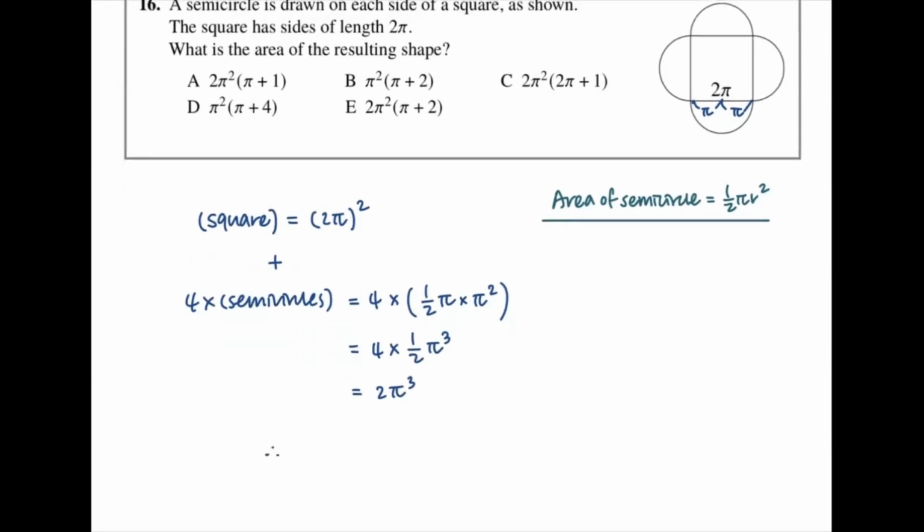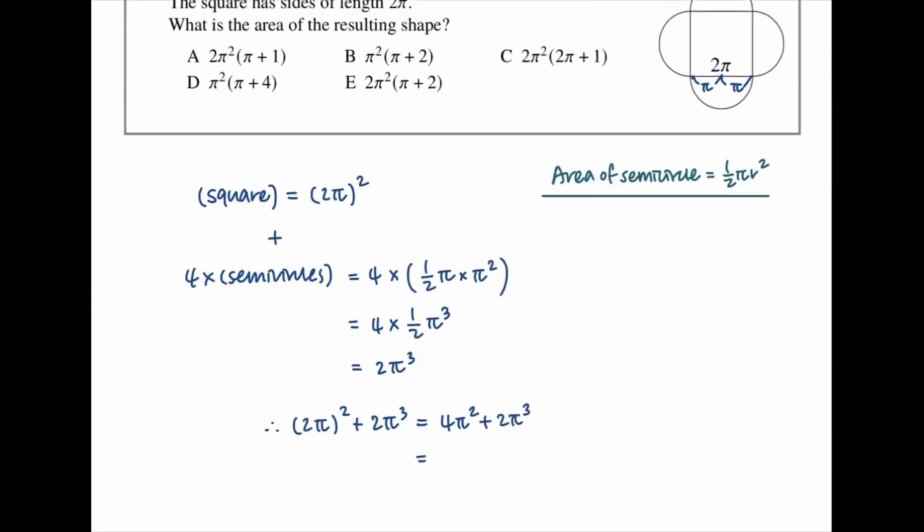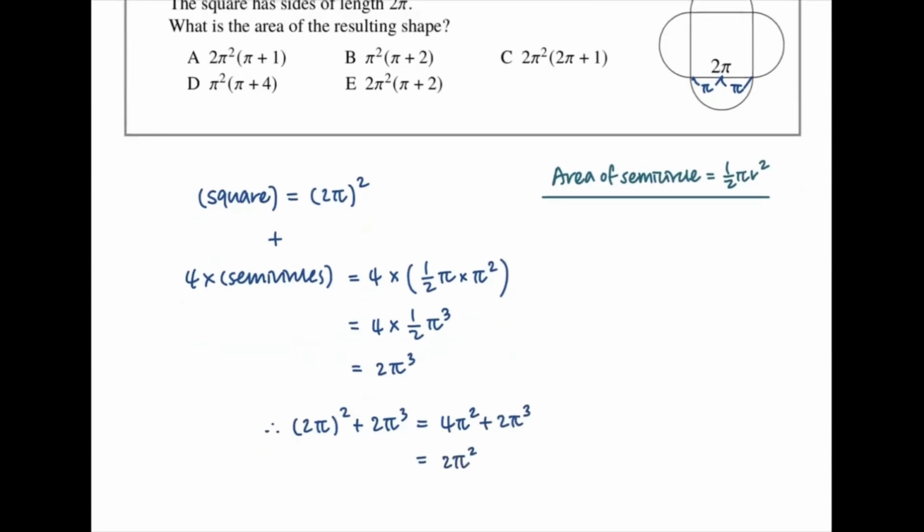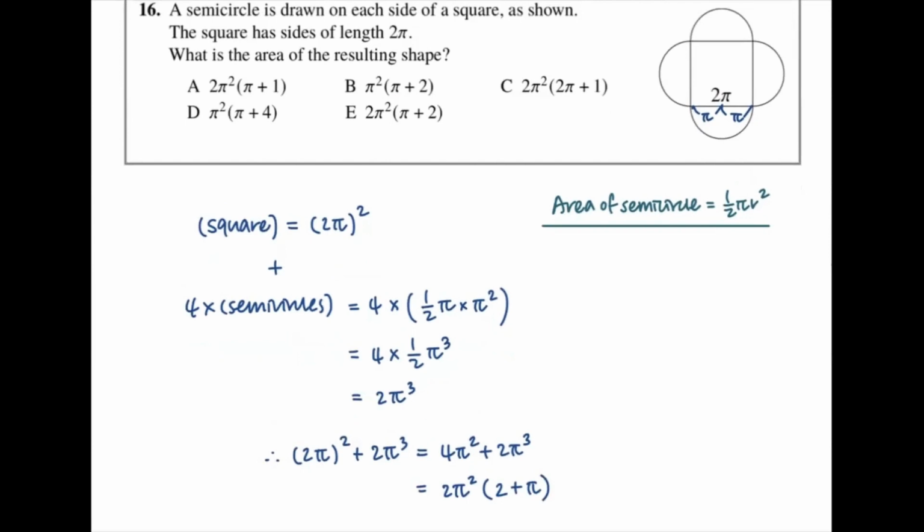Therefore, we get 2 pi squared plus 2 pi cubed, and we get 4 pi squared plus 2 pi cubed, which have the common factor of 2 pi squared, 2 plus pi. And out of the 5, we get E, which is the answer.